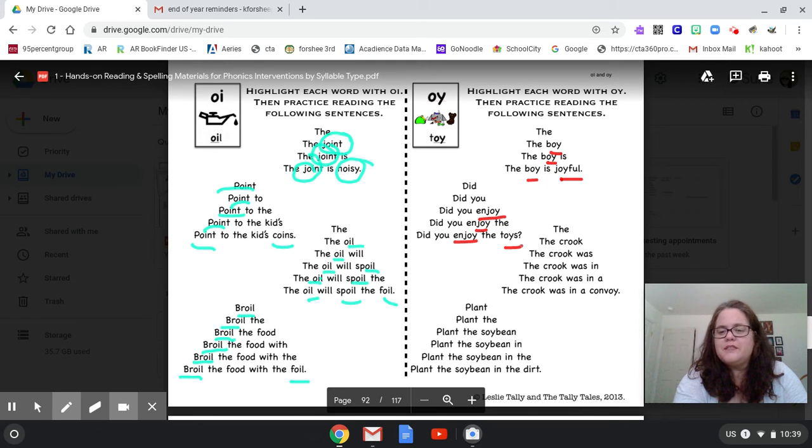Okay, the crook was in a convoy. A convoy is like a group of cars or vehicles or something that's traveling together. That's a convoy. All right, plant the soybean in the dirt.